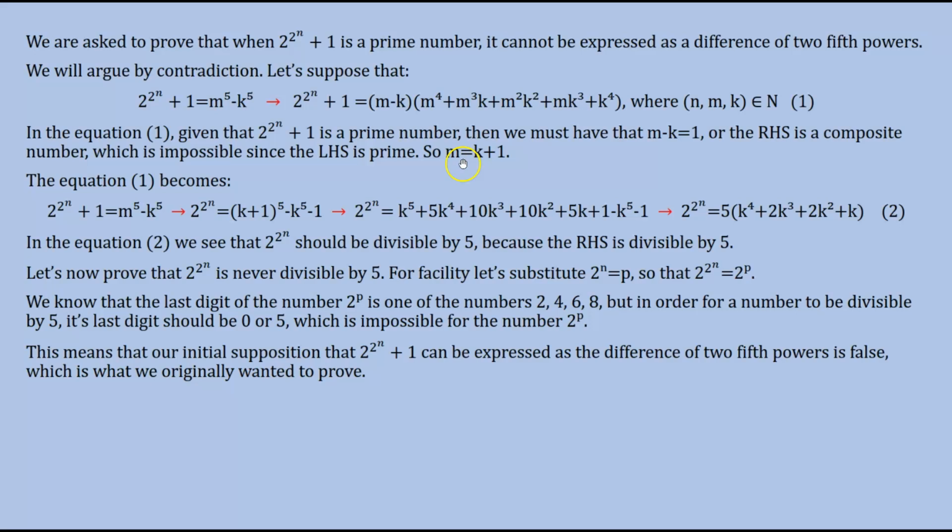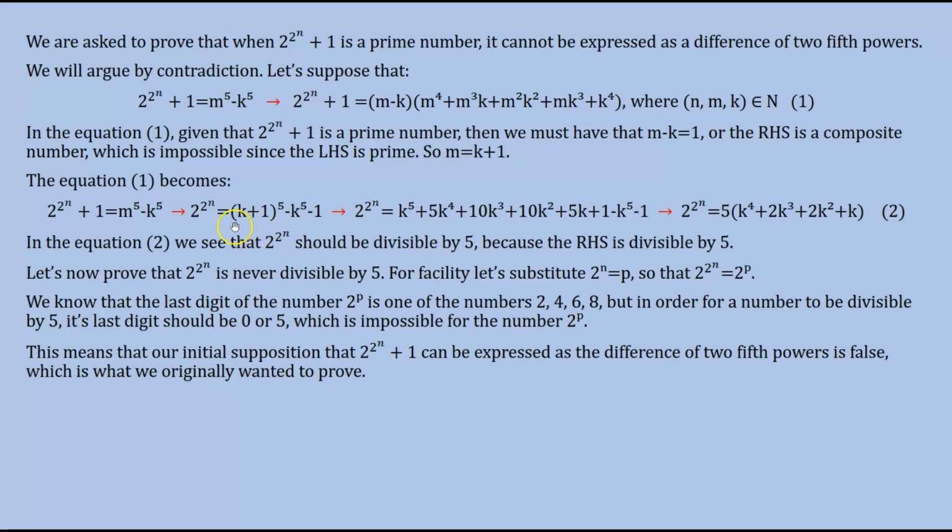Now, by substituting m equal to k plus 1, equation 1 becomes 2 to the power 2 to the power n plus 1 is equal to m to the 5th minus k to the 5th, or is equal to k plus 1 to the 5th minus k to the 5th. In this case, we have taken the plus 1 from the left-hand side to the right-hand side as minus 1, and we have substituted m equal to k plus 1.